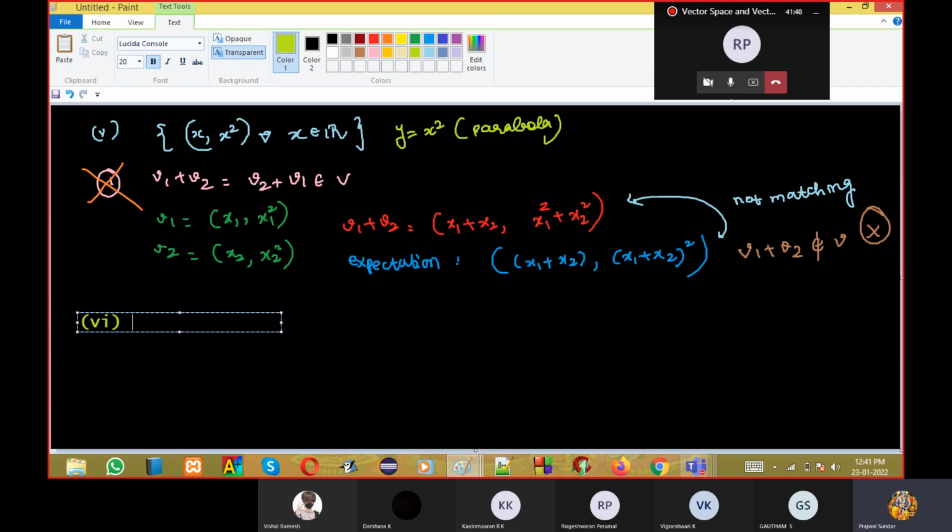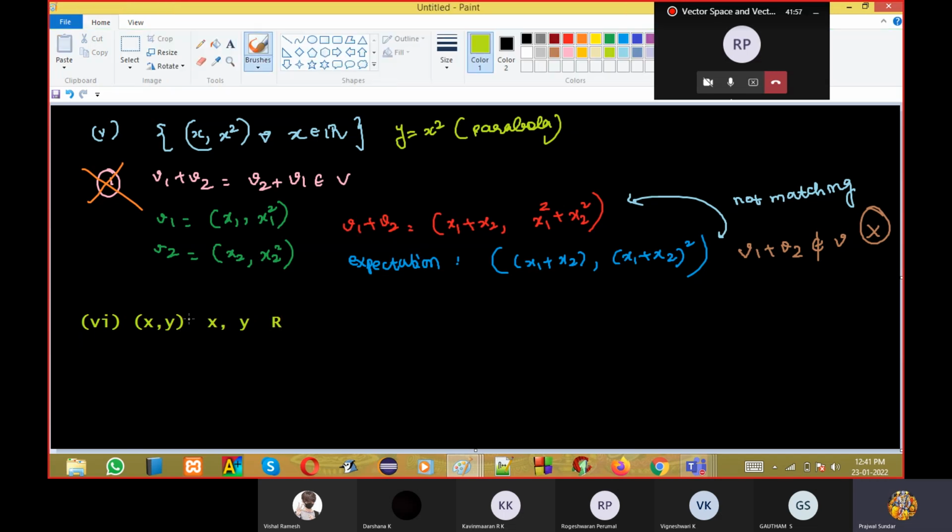Suppose I have (x, y), all x, y belong to R. This is a normal vector space, an n-tuple. I've already taught n-tuple. Definitely it will be a vector space. But the problem is, I am changing the definition of plus. I'm saying (x1, y1) plus (x2, y2) will be equal to (x1, y1). And I'm changing the definition of scalar multiplication: alpha times (x1, y1) equals (alpha squared x1, alpha squared y1).